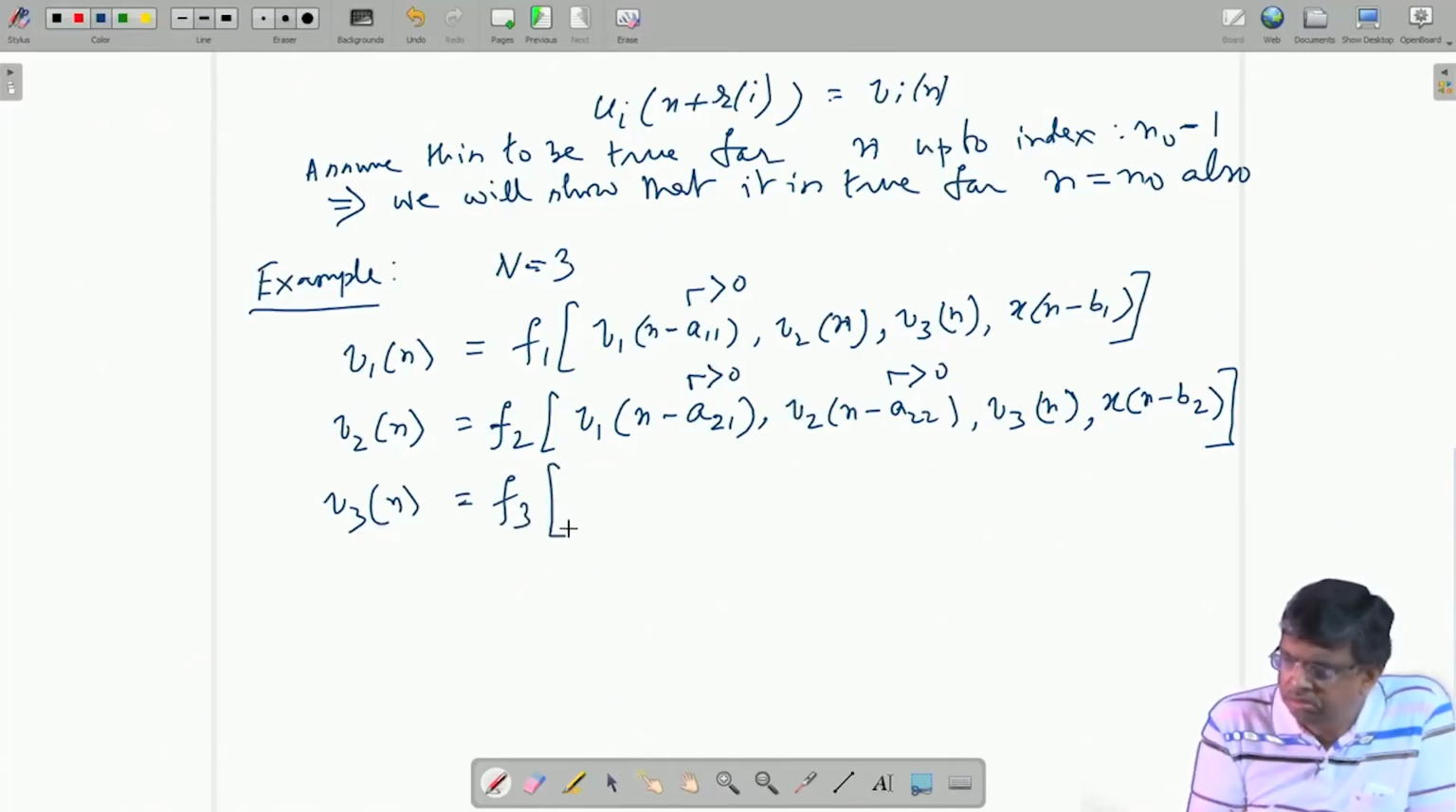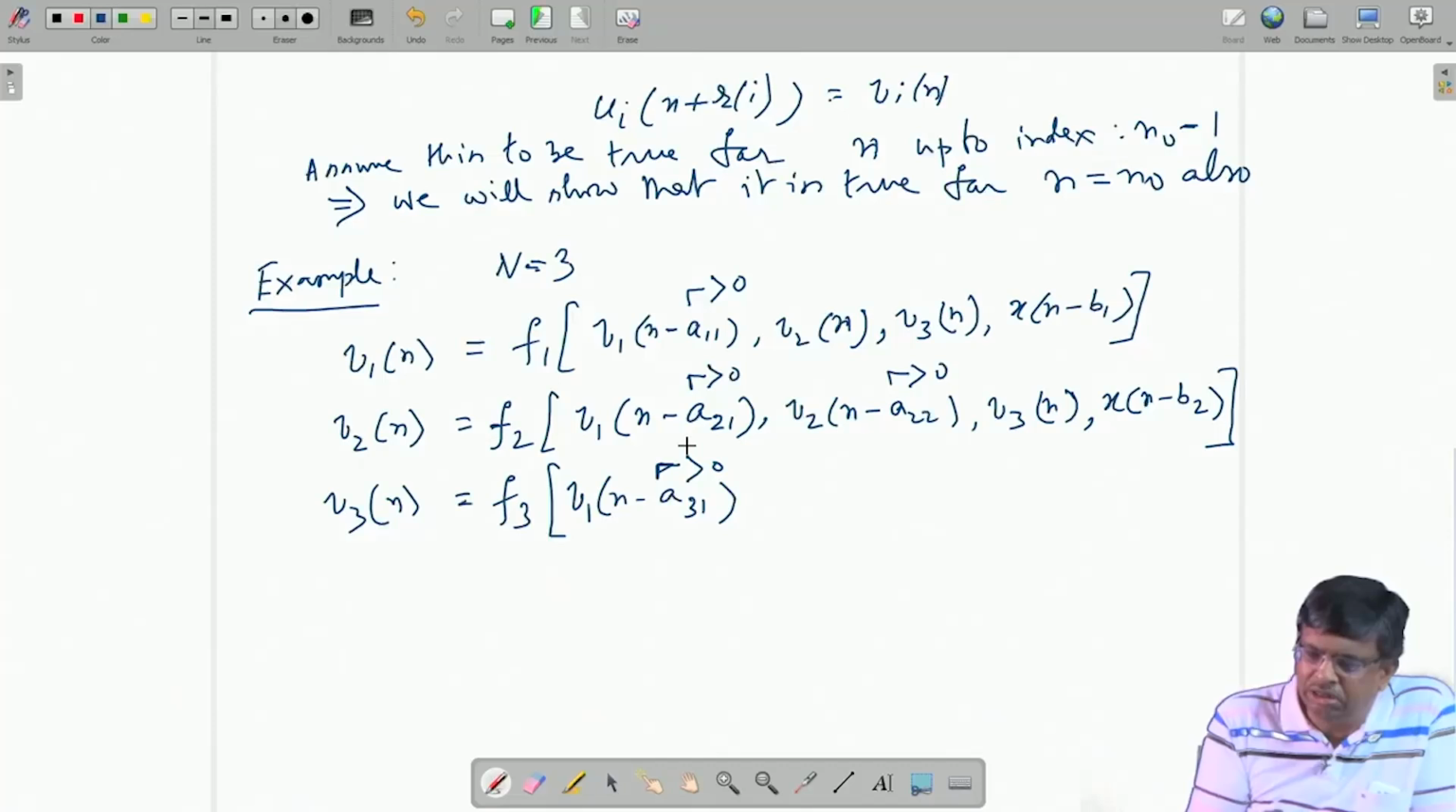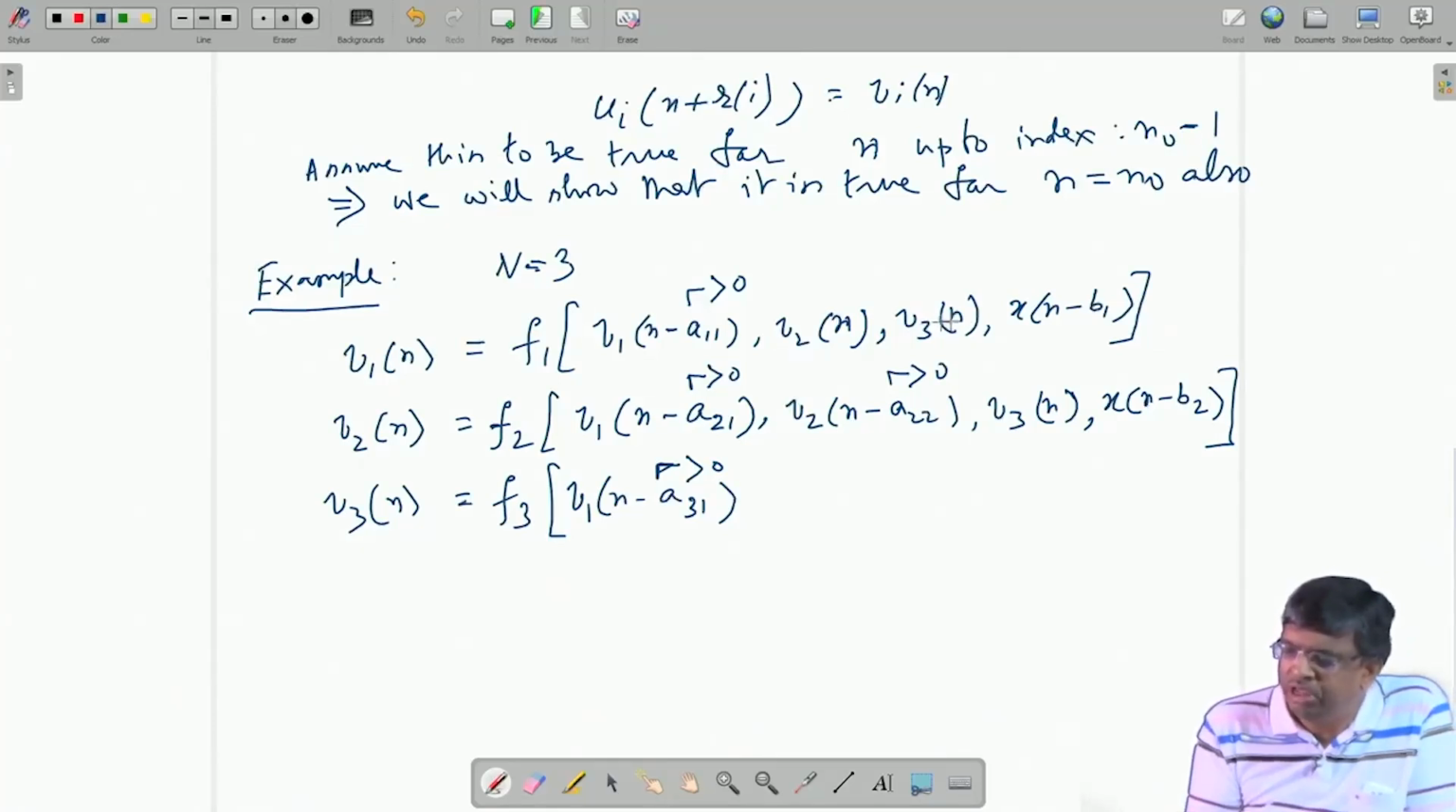F3, this is V1, again V3n, n minus, now we will have A31. A31 must be greater than 0, because here V1n was a function of V3n, no delay. Then if V3n also is a function of V1n, no delay, then by the same logic V1n is a function of V1n, which is not possible. So, if it was a function of V3n only, no delay, then V3n must depend on past value of V1, that is V1 n minus some delay, that is A31 positive.